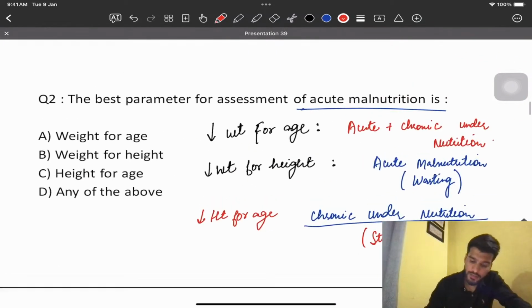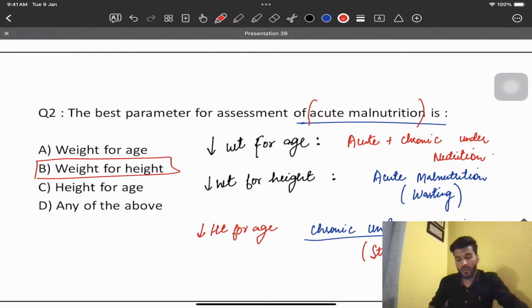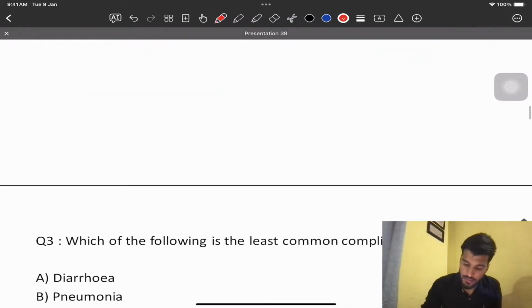Stunting. So remember, guys, for acute malnutrition, the answer will be decreased weight for height.